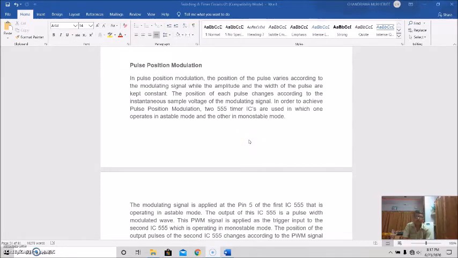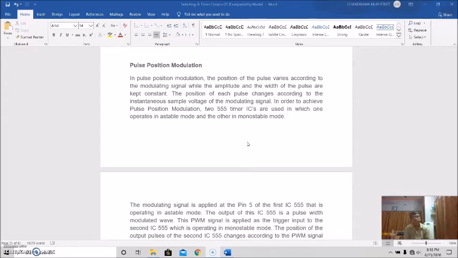Today we'll discuss another application of pulse position modulation with this 555 timer circuit used in a multivibrator circuit. In pulse position modulation, the position of the pulse varies according to the modulating signal, while the amplitude and the width of the pulse are kept constant. So the position, this is very important.